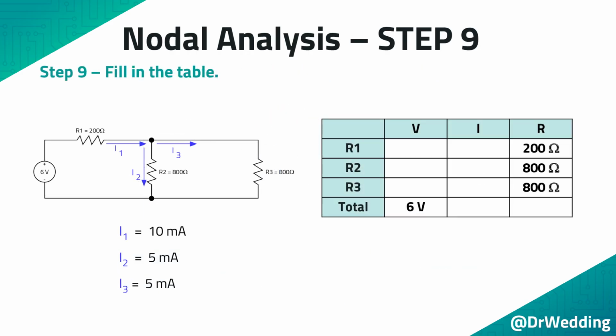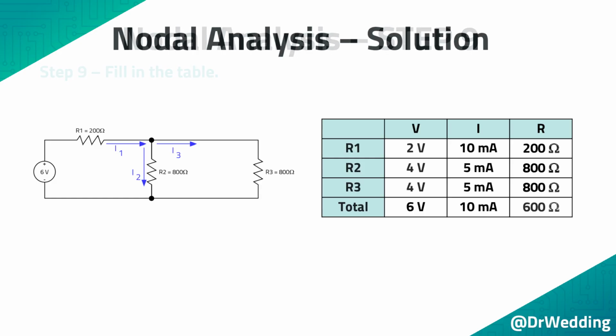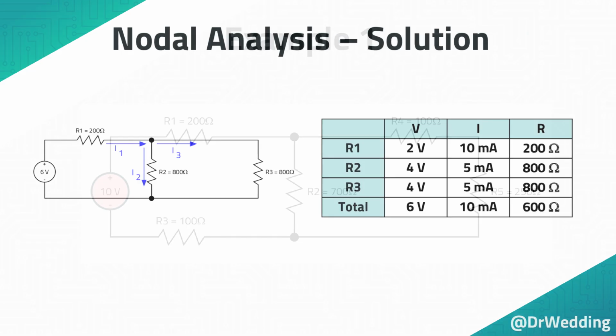Step 9. Fill in the table. Start by adding the currents you just calculated. From your knowledge of series circuits, it is obvious that the current in R1 is also the total current. And using Ohm's law, you can easily fill in the rest of the table. With the filled-in table and the current directions marked, you have the complete solution for this circuit.